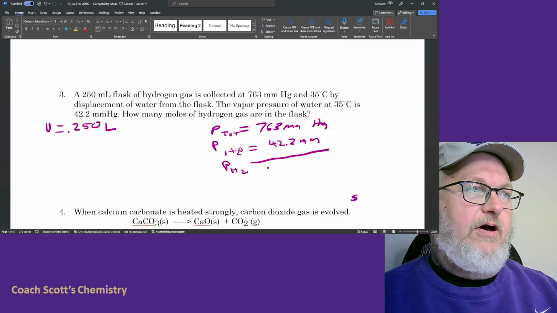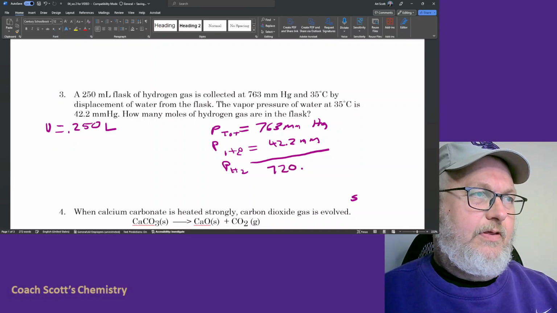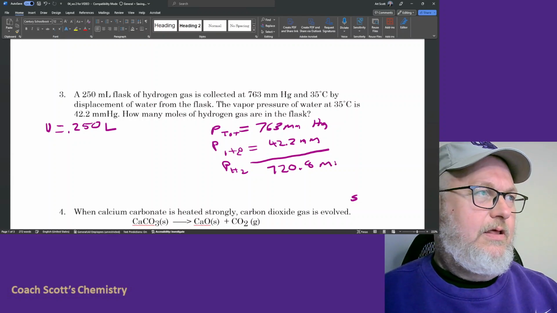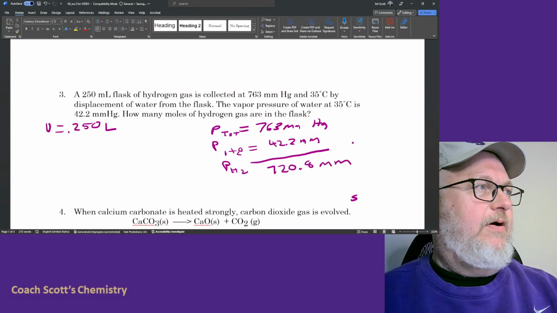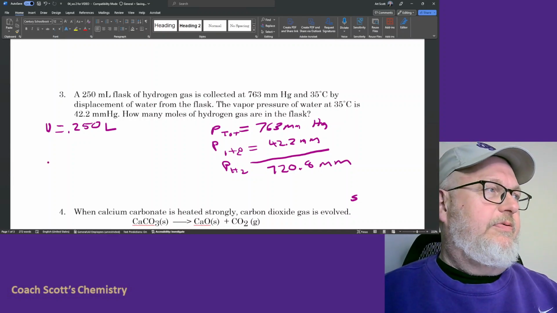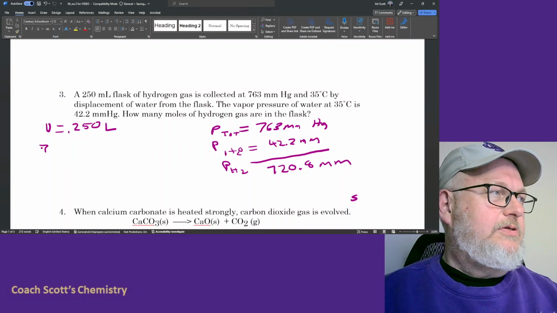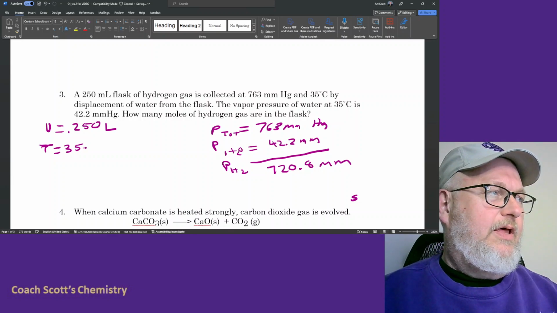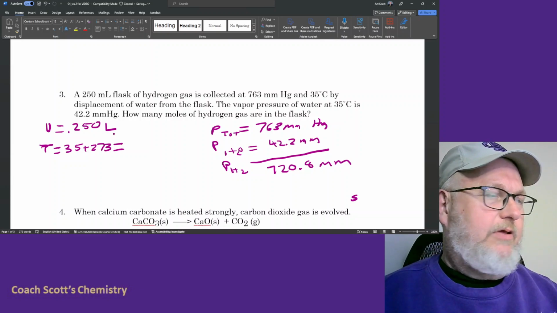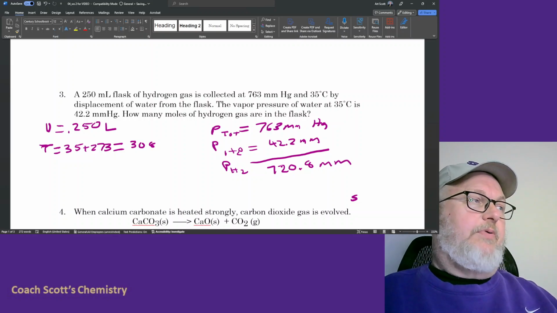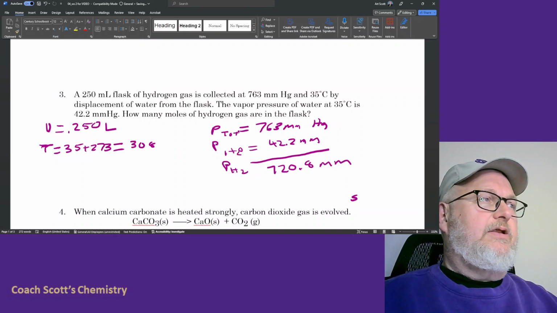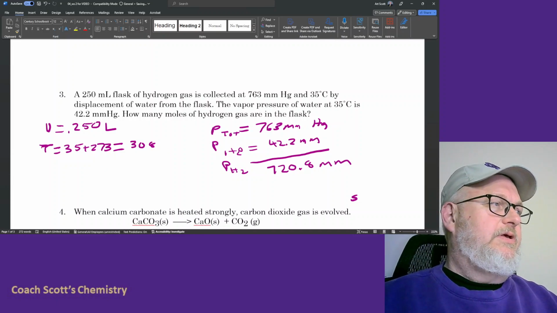Okay, so that means I've got volume, I've got my pressure of hydrogen. Let's see, I've got my R, I've got my temperature, but that will not do, right? So we're going to go ahead and convert that temperature. We're going to go 35 plus 273, because that's how we convert to Kelvin. And that'll come up to 308. So now I've got pressure, volume, and temperature. This is going to give me enough to find the number of moles.